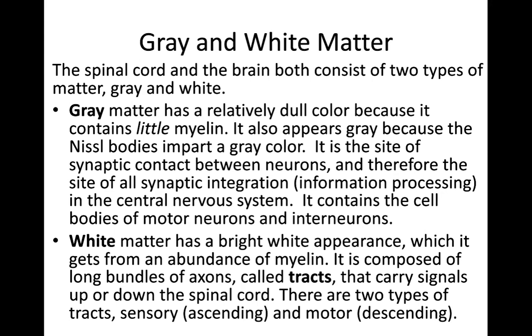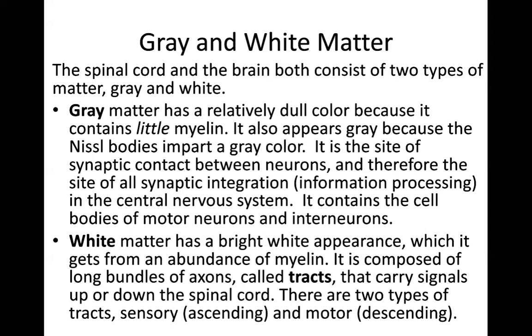White matter has a bright white appearance because of its abundance of myelin. It is composed of long bundles of axons called tracts, carrying signals up or down the spinal cord. We also have tracts in our brain. It's not listed there in that sentence. They carry signals up and down the brain, across the brain from one side to the other, and from the front of the brain to the back of the brain. We'll talk more about those later in this lecture. That last sentence, stating there are two types of tracts, sensory or ascending and motor or descending, relates specifically to the spinal cord, because there are other types of tracts in our brain that we'll talk about.